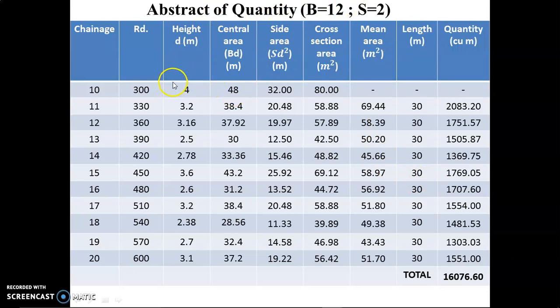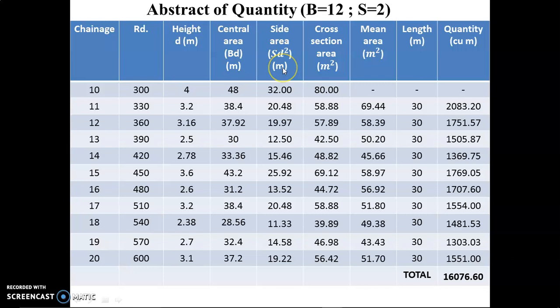We have found the height of the embankment, and we know that we have one formula, (BD + SD²) × L, for finding the quantity of earthwork. Here we find BD because we have been given 12 meters. B and D we have already found, that is 4 meters. So we simply multiply 12 into 4, 12 into 3.2, 12 into 3.6. Similarly, we multiply all values and we get these values.